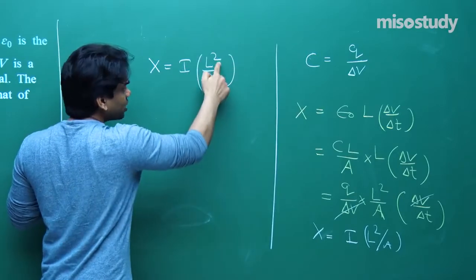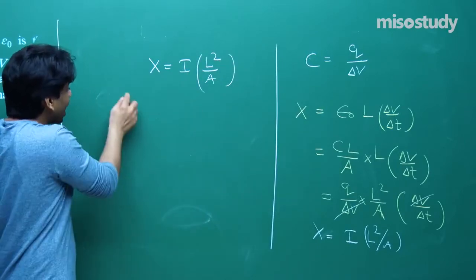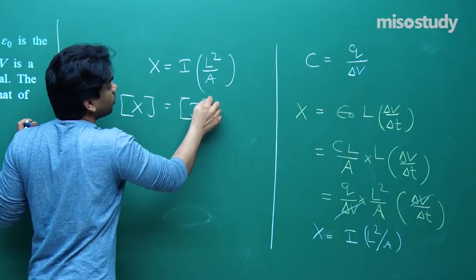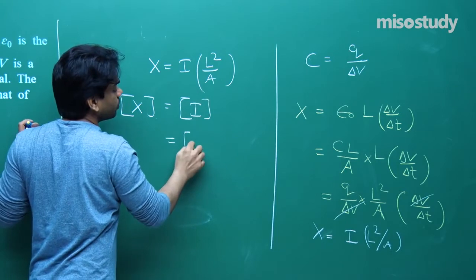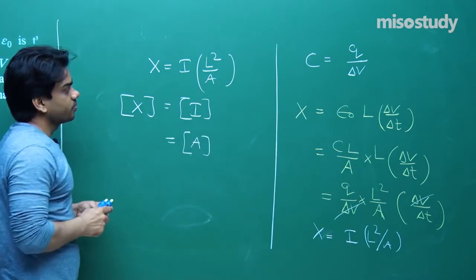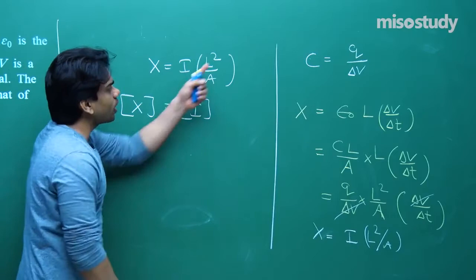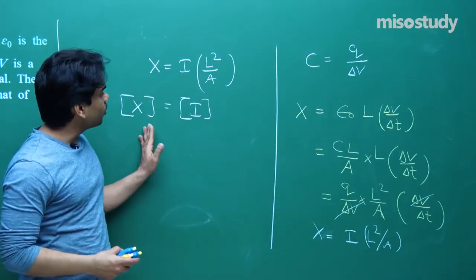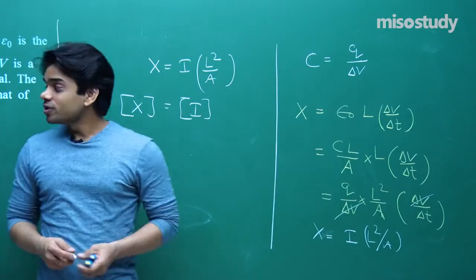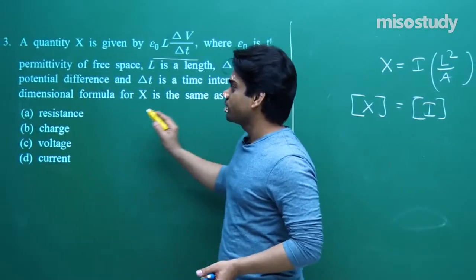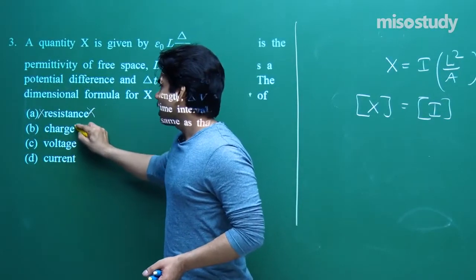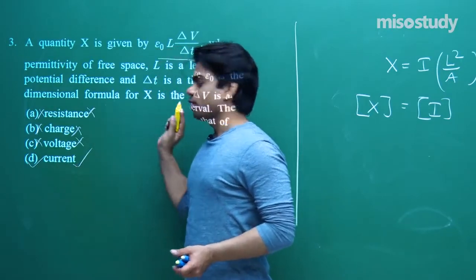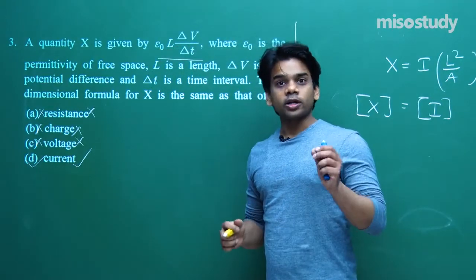Now you see L square by A. If I write the dimensional formula for X, that will be equal to the dimensional formula for current, so that will be actually equal to ampere, I am using for current. Because for L square by A, here you will have meter square, you will have meter square, that will be cancelled out. So you will have only the dimensional formula as current. Now you see the dimensional formula for X is same as that of current, not resistance, not charge, not voltage. Current is the term that we are obtaining. This is a shortcut method I have told you.